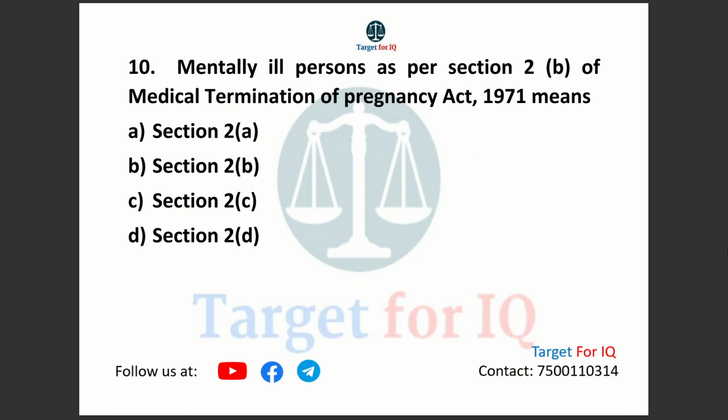Question 10. Mentally ill person as per Section 2B of Medical Termination Pregnancy Act 1971 means A. Section 2A, B. Section 2B, C. Section 2C, D. Section 2D. The correct answer to question number 10 is B. Section 2B. So under Section 2B, mentally ill person is being defined.